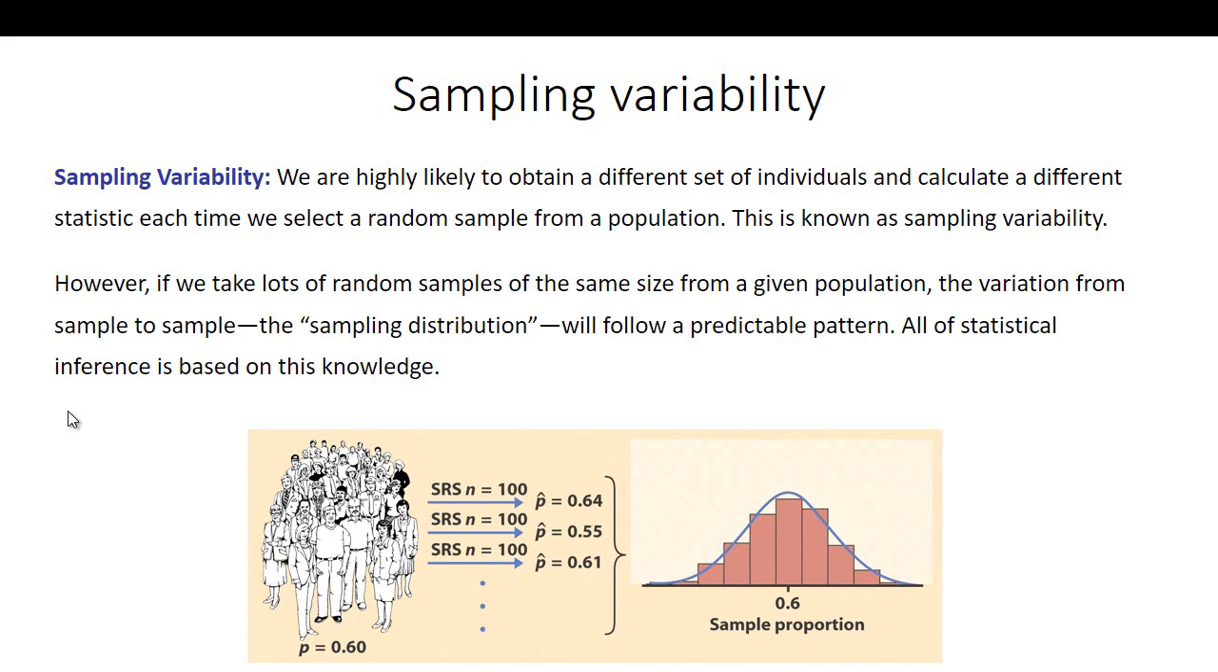However, if we take lots of random samples of the same size from a given population, the variation from sample to sample, the sampling distribution, will follow a predictable pattern, and all statistical inference is based on this knowledge.